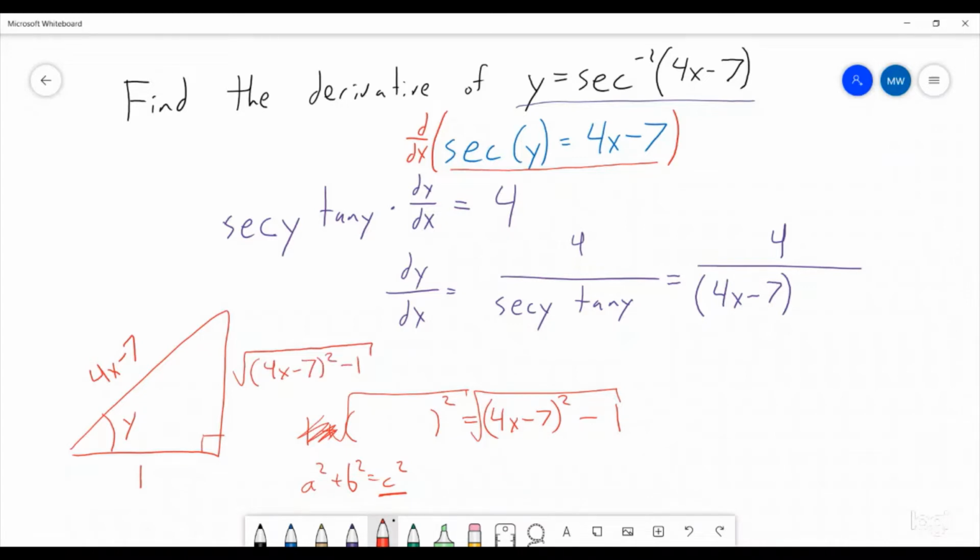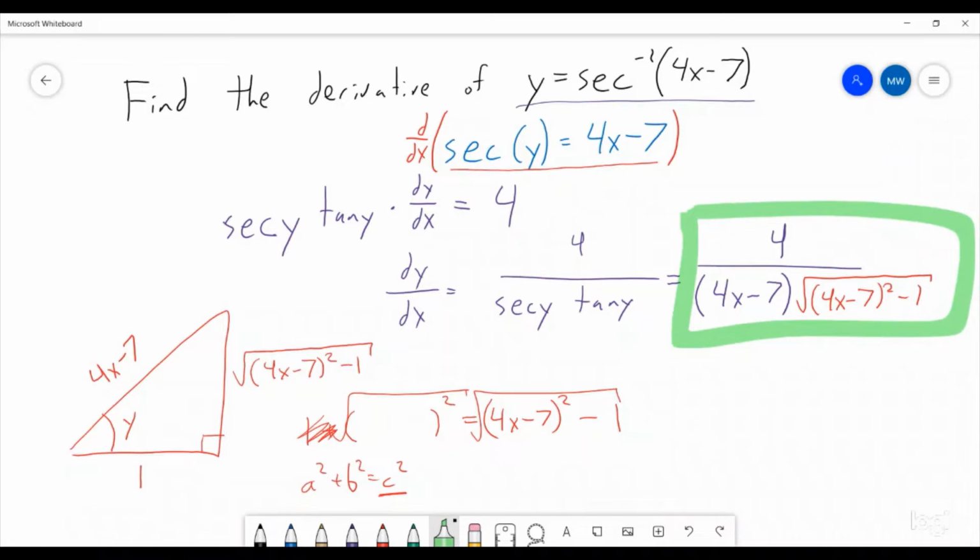Now tangent, remember that's sine over cosine or opposite over adjacent. So tangent of y is this opposite side divided by the adjacent side. So it is going to be just the square root of (4x minus 7) squared minus 1. And that is going to be our derivative.